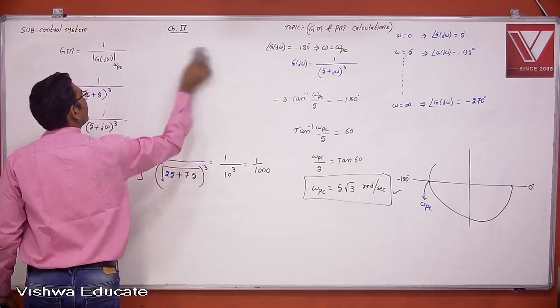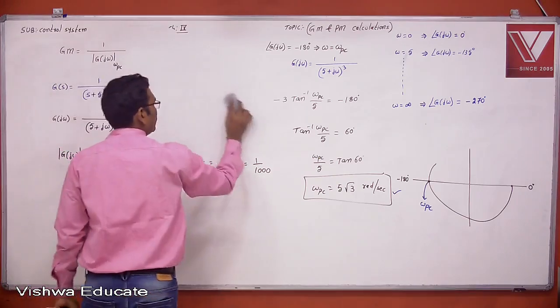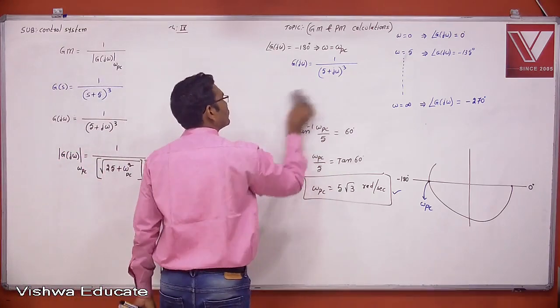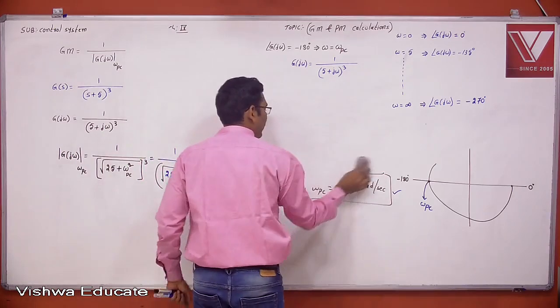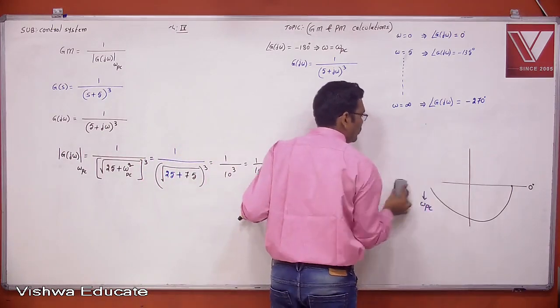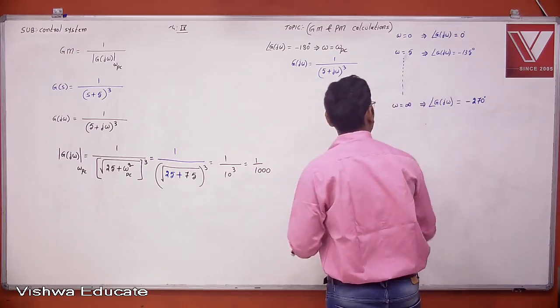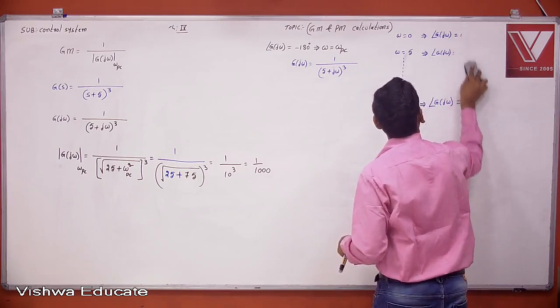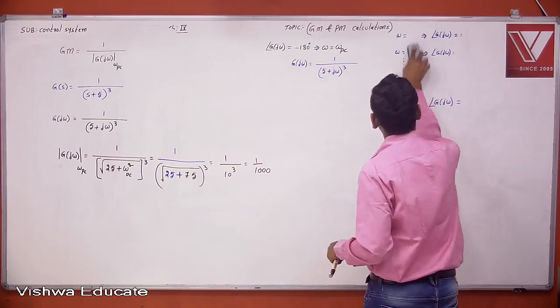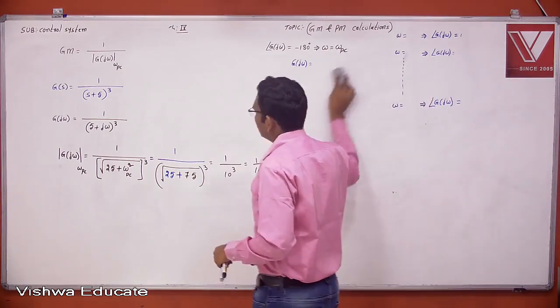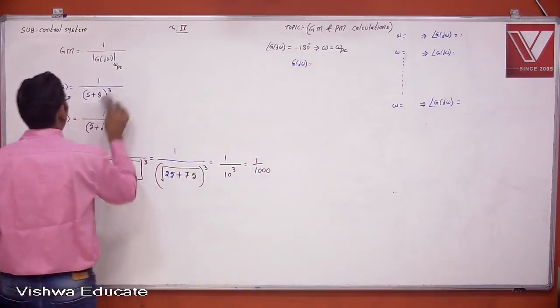Now this is the way you can calculate whether a gain margin is valid or not. But every time, drawing the phase plot is not possible, no? Now we'll solve one more problem.